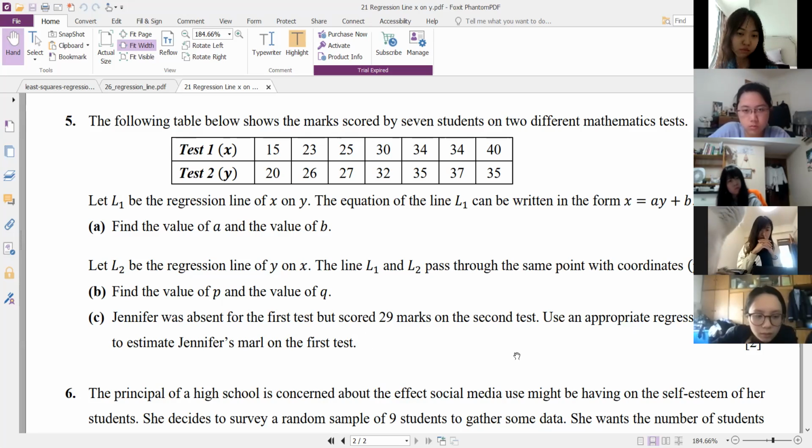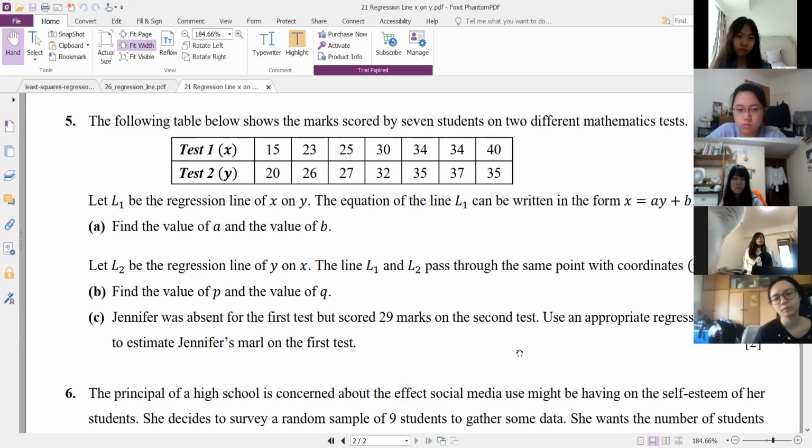Anyone? X on Y. Why do you say that? Because she can't measure her first test and she can measure her second one. Exactly. She was absent for the first, so that cannot be measured. But she was there for the second. So you have to use the one where Y is your independent variable. Do you understand that? So you have to use X on Y.